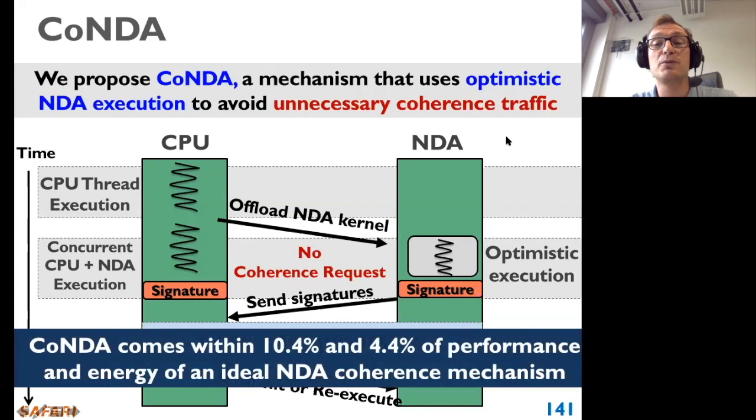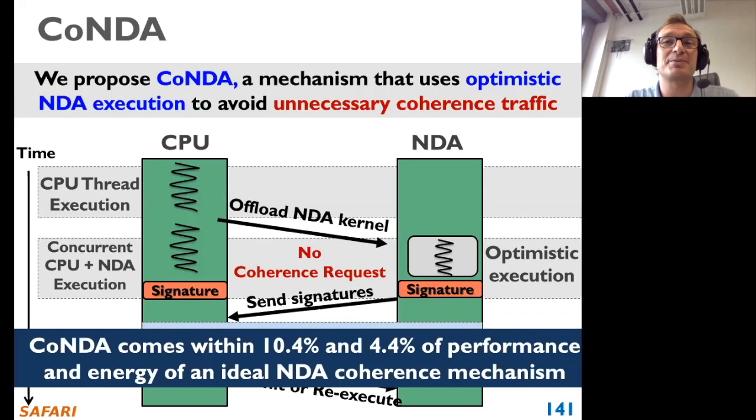So that's the idea. And this turns out to actually improve performance significantly. And these are the latest results. You can read the paper. Especially with larger data sets, this leads to much higher performance improvements, like 6x, 10x, depending on how you partition your program. But basically, it comes very close to the ideal. Ideal NDA coherence means you magically satisfy coherence, but you don't move any data to enable it.